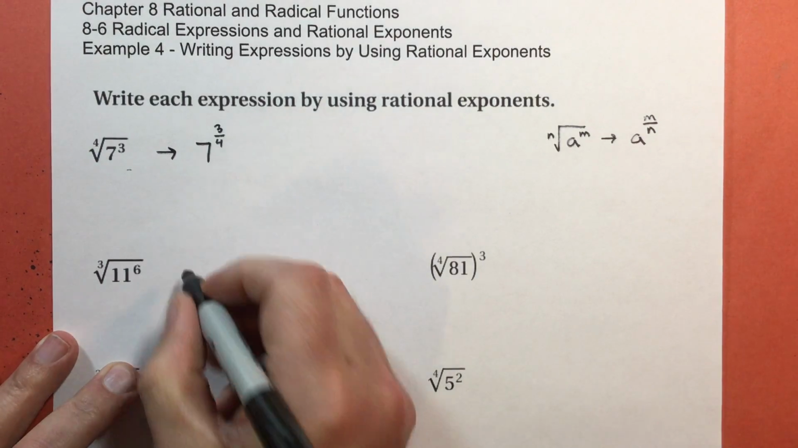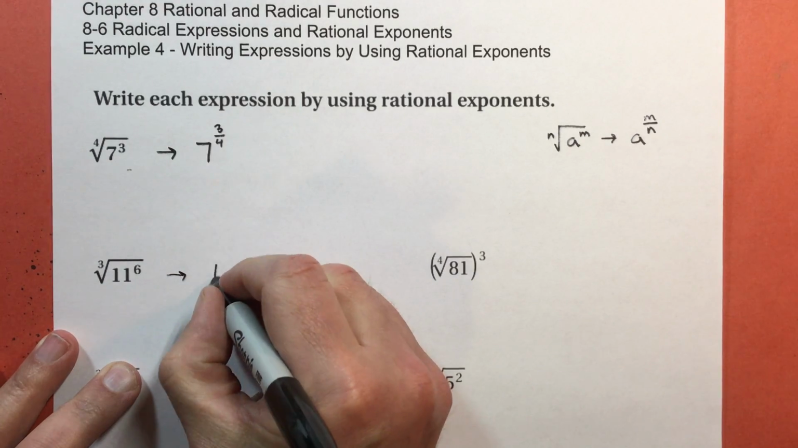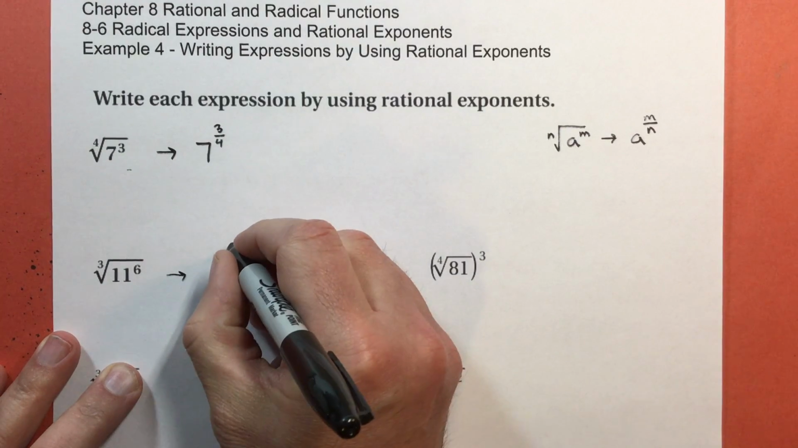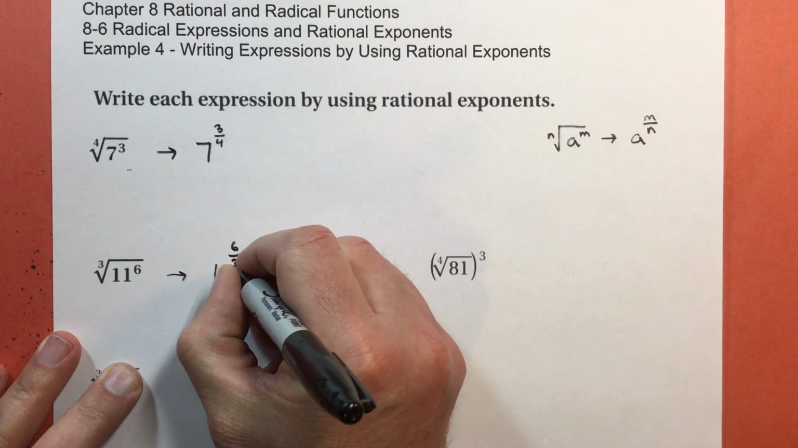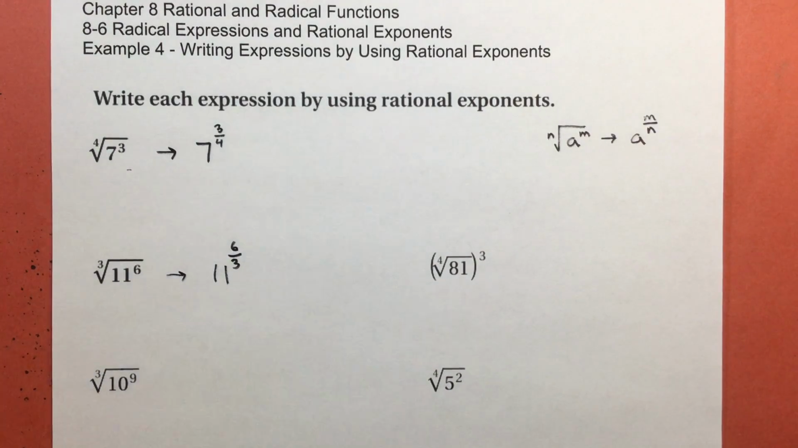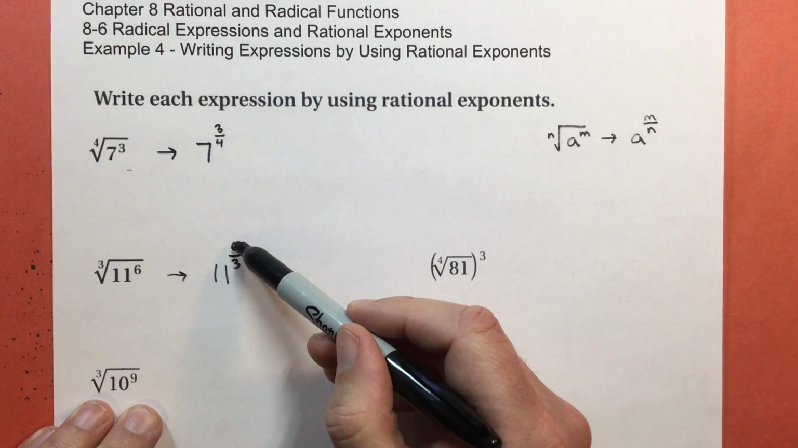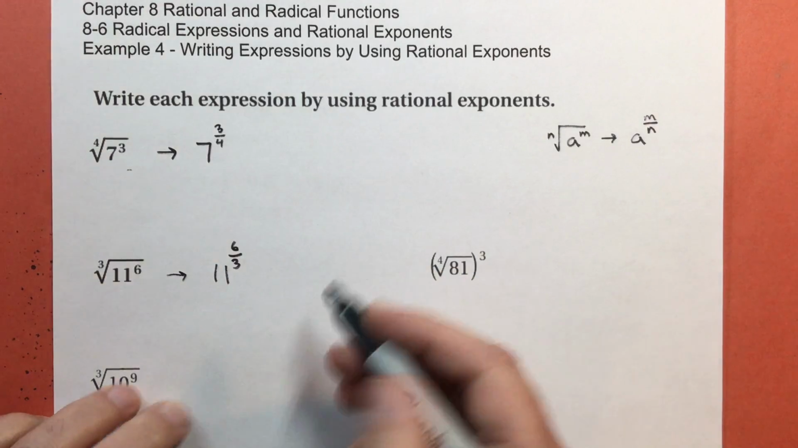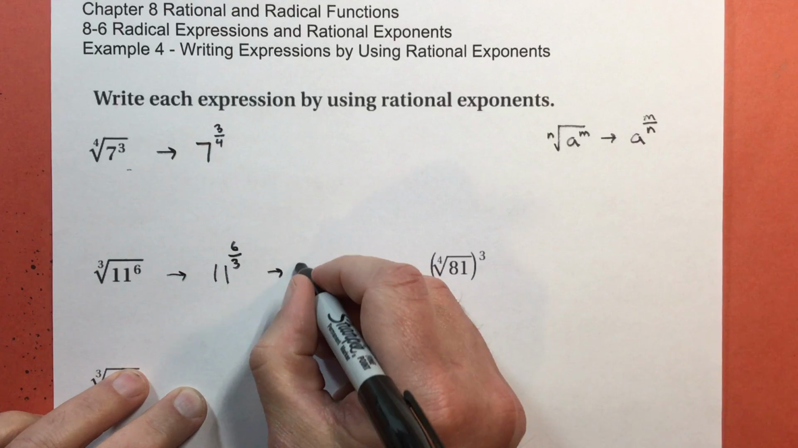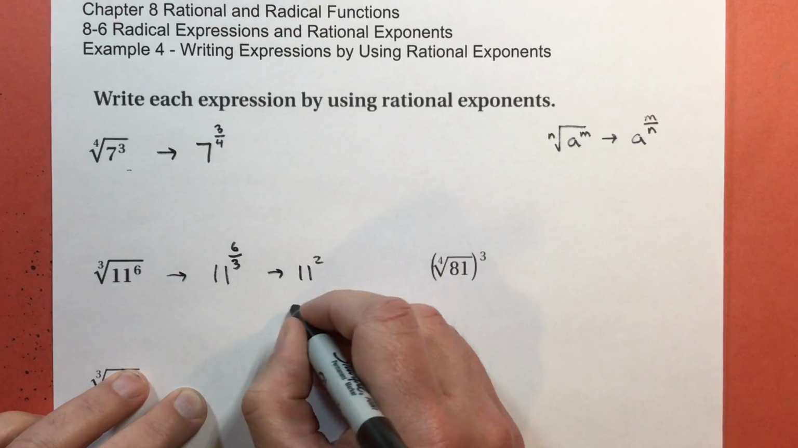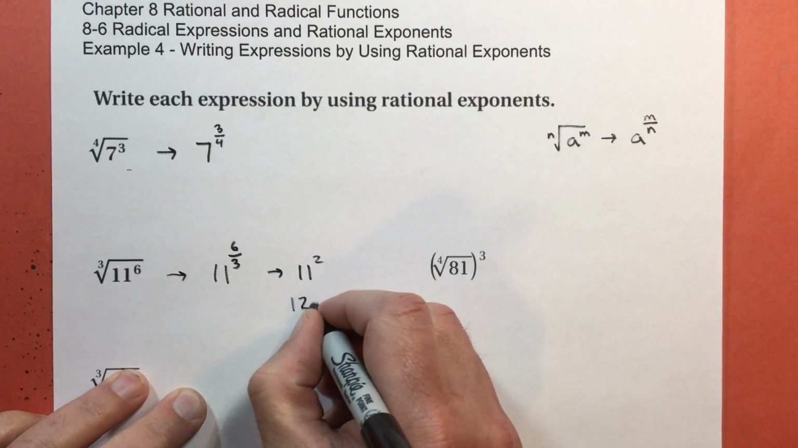For this one, I'm going to write 11 to the 6 divided by 3 power. You may have noticed that is very similar to something that we worked on in, I think, the first or second video. I lost track. I can go ahead and take 6 divided by 3. I can simplify this part. This becomes 11 to the 2nd power, which it didn't ask me to do, but I know that's 121.